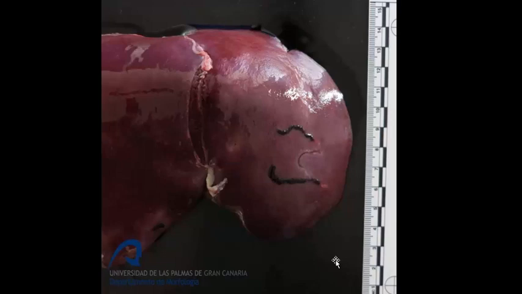Fascioloides magna do enough damage in a sheep liver, anything smaller than a cow, to cause a fatal infection. Doesn't take much of Fascioloides magna. Okay, I did not mention black disease.